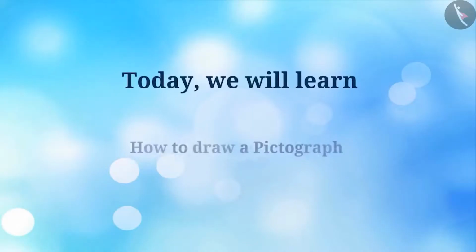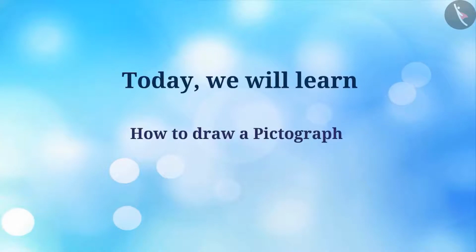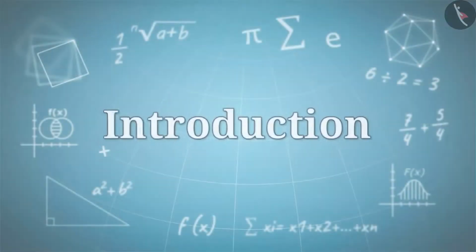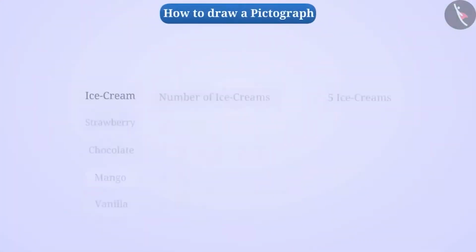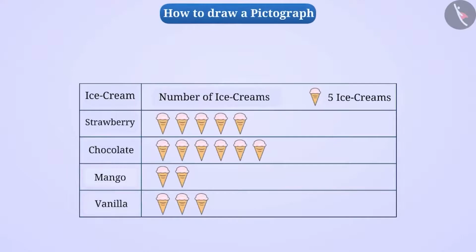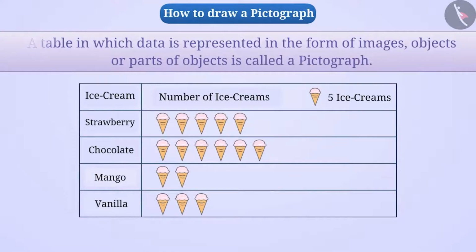Today we will learn how to draw a pictograph. Let's understand this with an example. In the previous video, we saw that a table in which data is represented in the form of images, objects, or parts of objects is called a pictograph. Today, let's understand how they are made. We will understand this with an example.